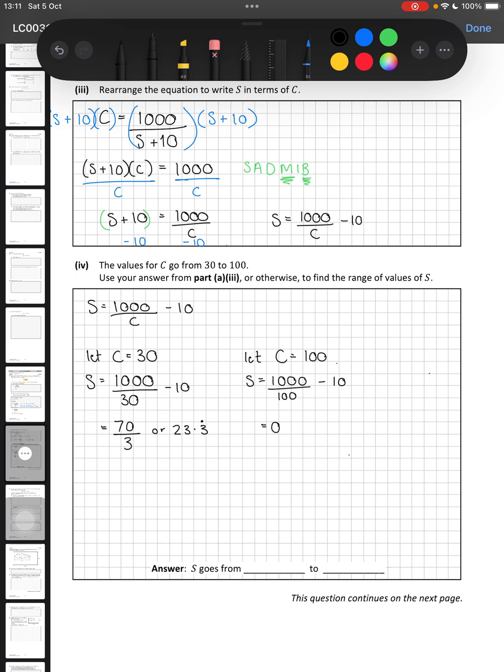So these are my two values for s: when c is at its max of 100, s is 0, and when c is at its lowest, s is 23.3 recurring. So s goes from something to something, and we write the smaller part first. It goes from 0 to either 23.3 recurring or 70 over 3.